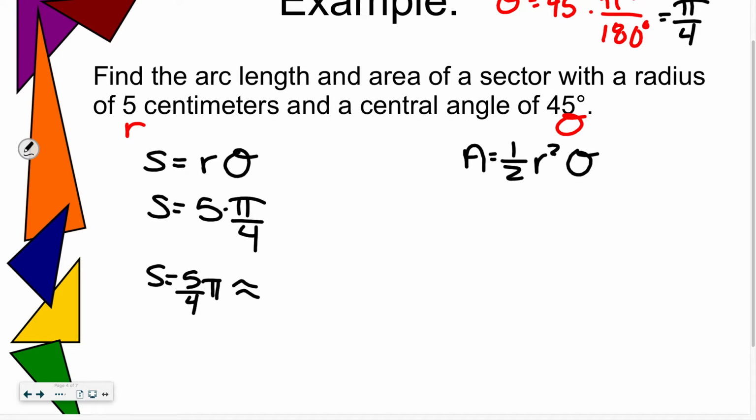If you're talking about arc length, you probably prefer it as a decimal. So I'm going to do 5 pi over 4 in my calculator. I get 3.93. And then I think, did this say inches? Nope, centimeters. So my arc length is 3.93 centimeters.